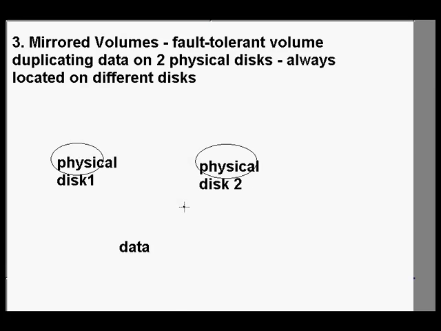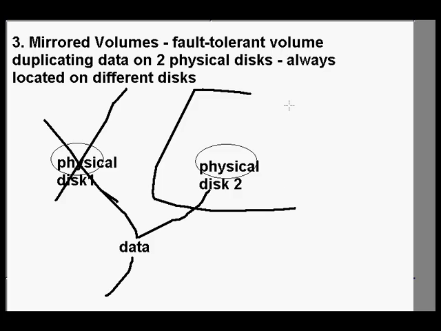The third one is mirrored volumes, which provides fault tolerance by duplicating data on 2 physical disks, always located on different disks. So here we have the data coming in from the outside source. It sends 1 copy to physical disk number 1 and 1 copy to physical disk number 2. And what happens when we're saving the data is, if one of the disks goes down, let's say physical disk number 1 goes down, we're still able to use the data off of physical disk number 2. It's essentially like there was a mirror in the middle here creating the exact duplicate of physical disk number 1 and physical disk number 2.